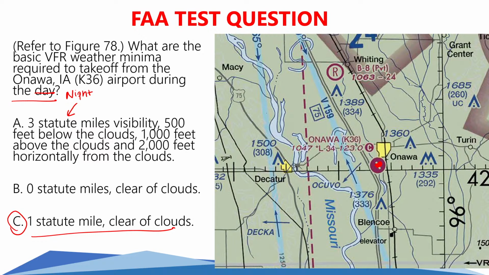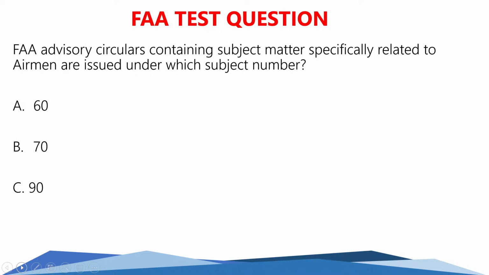The next one that usually gets a lot of people on the FAA exam is these advisory circulars. So I'm going to go ahead and open up the poll here. An advisory circular containing subject matter specifically related to airmen is issued under the subject number what? Is it 60, 70, or 90?